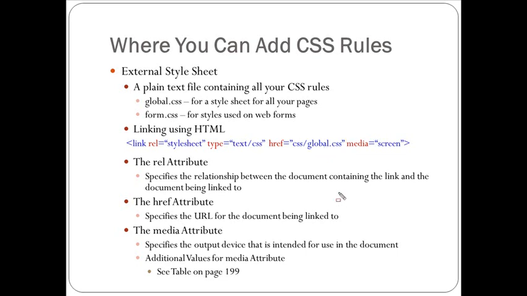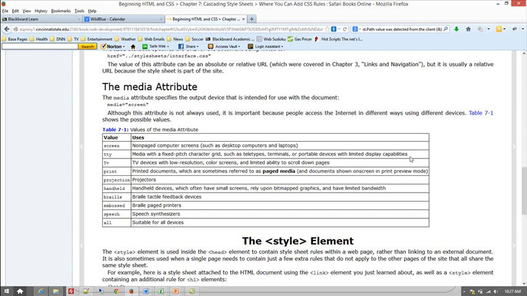And then lastly, there's a media attribute. The two in particular that you're going to see in this class, one is the screen, which is the default, so it really doesn't need to be there if this is for screen. And the other one that we'll implement will be a print style sheet for when somebody wants to actually print the page. But there are several other values for the media as well. You can find them on page 199 of your book, or you see them here listed.